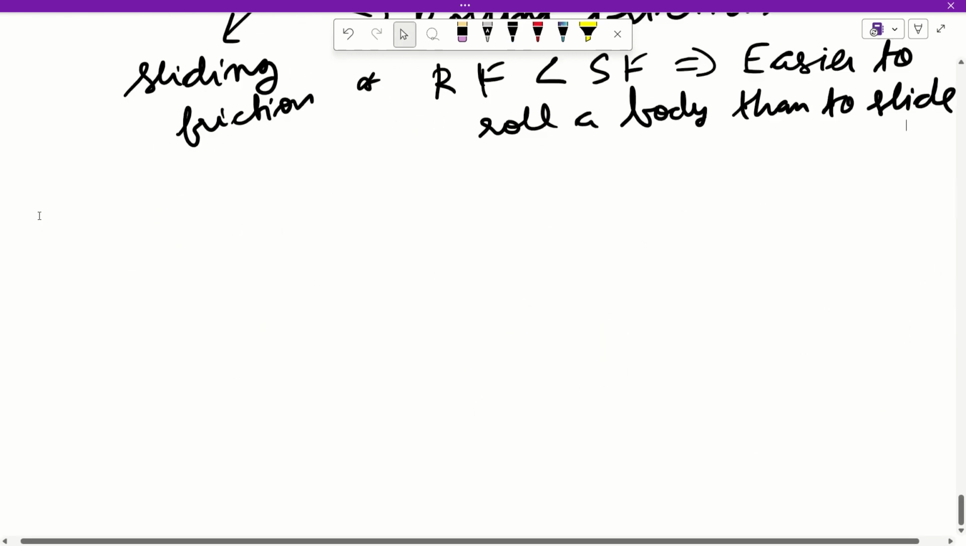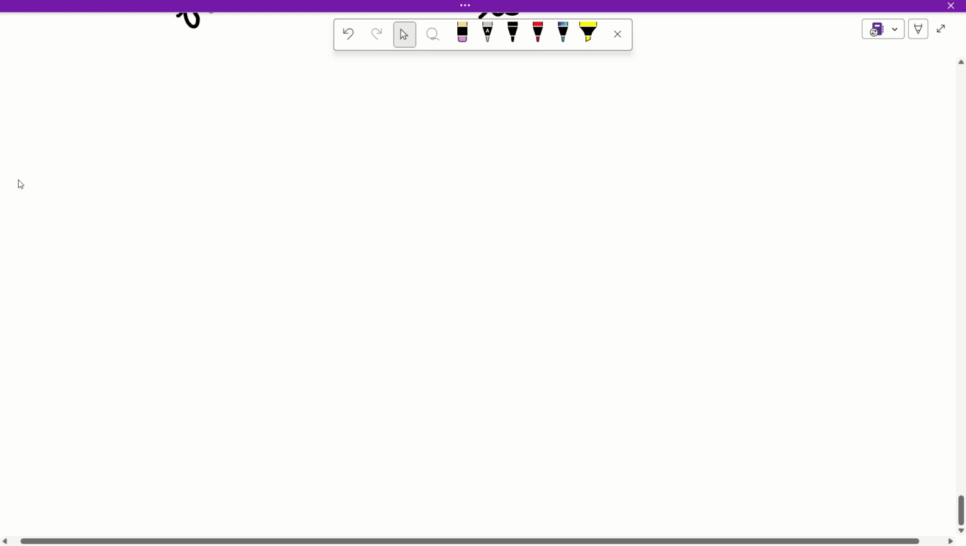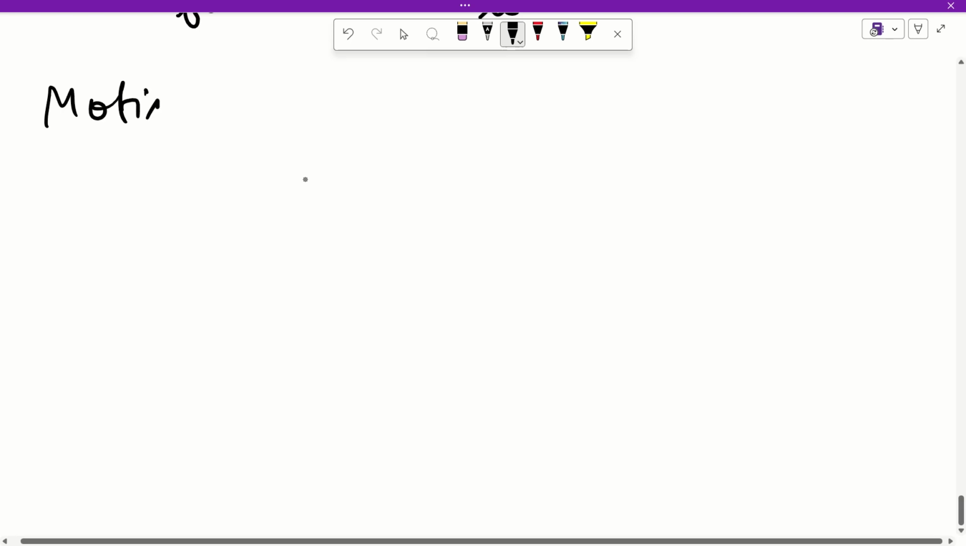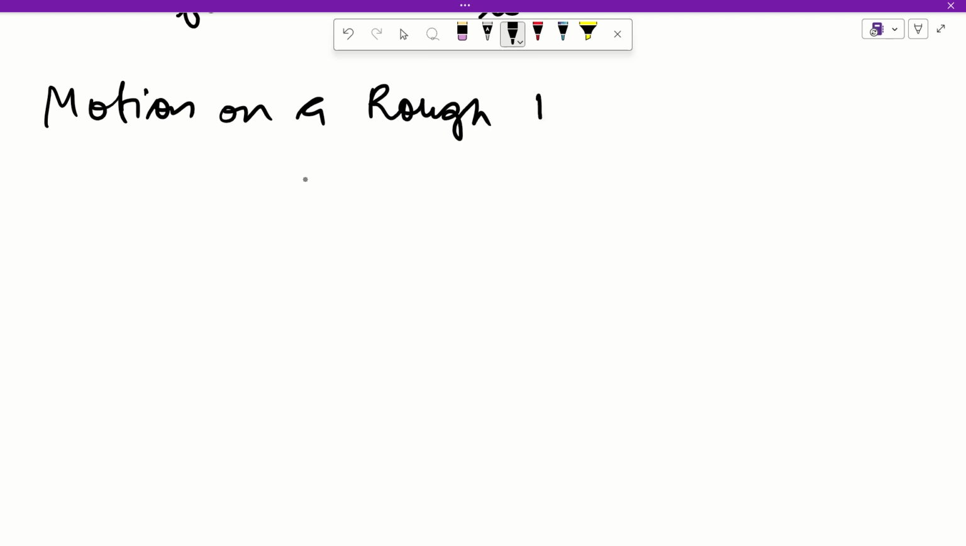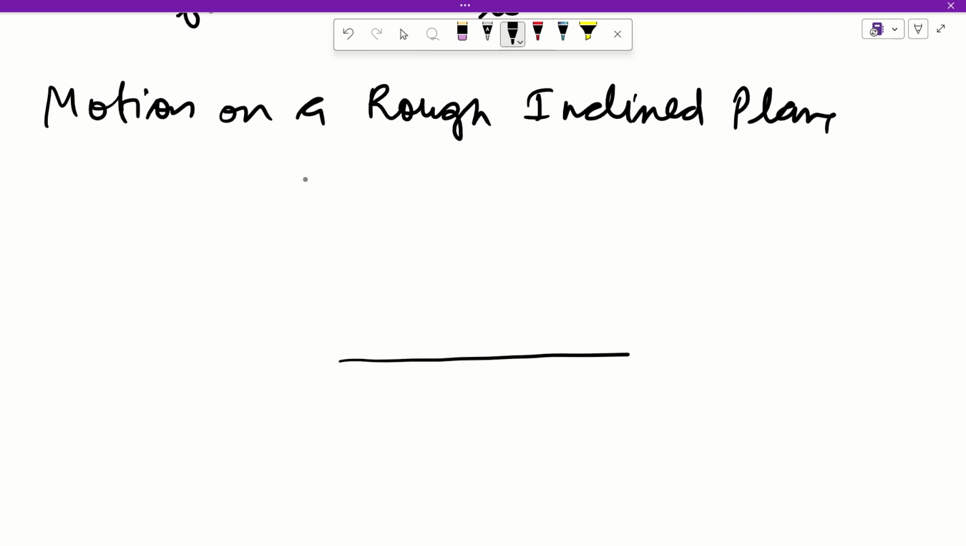Next, we are going to learn about motion on a rough inclined plane. Let me draw an inclined plane first of all. So straight lines. This is theta. I'm going to keep an object here.